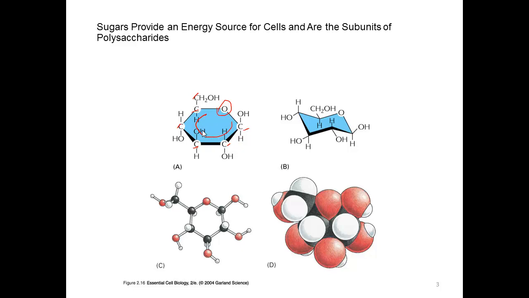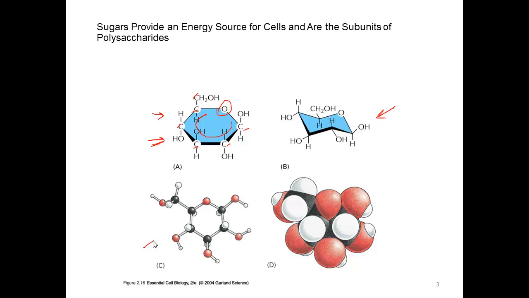The stereochemistry at each of these carbons is very important, whether the hydroxyl group is below or, in this case, above the ring. Different orientations will actually be different sugars, and they will have different functions inside the cell. This is an example here showing the stereochemistry. This is the chair conformation. You might remember that that's more stable than the boat conformation for glucose.